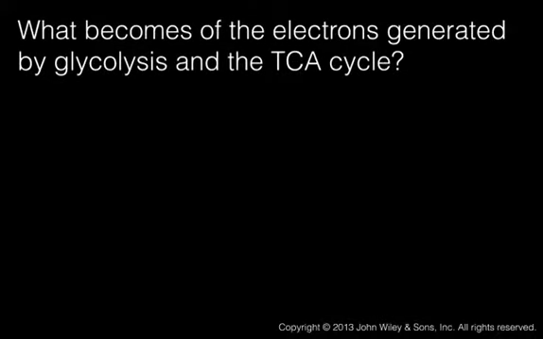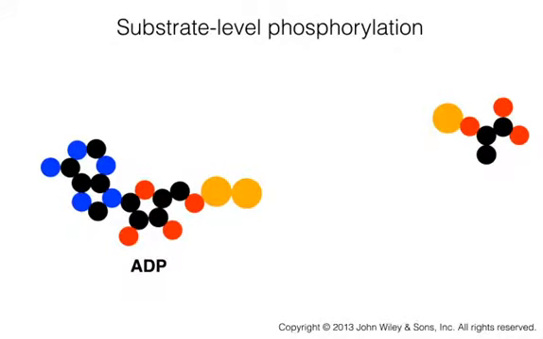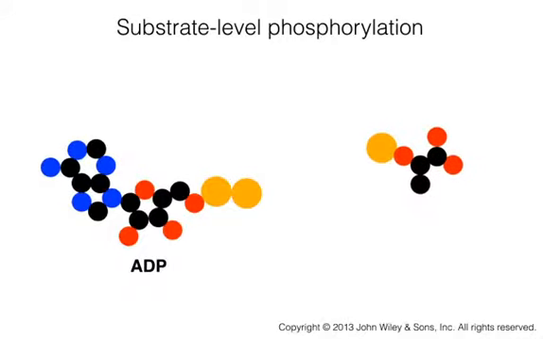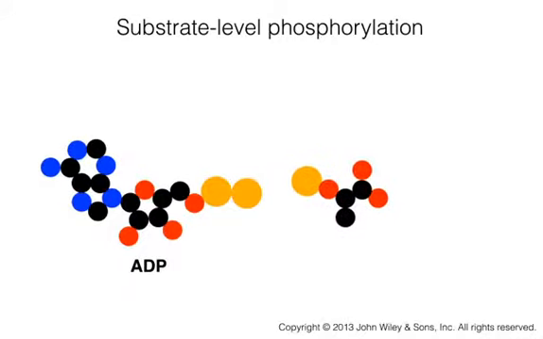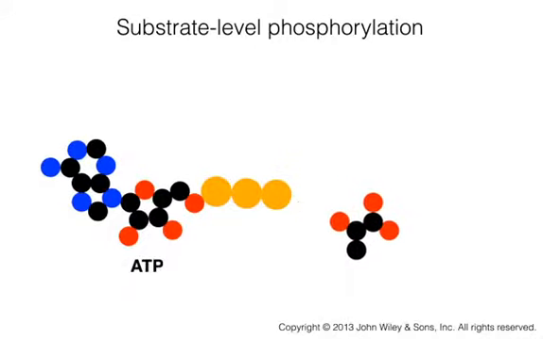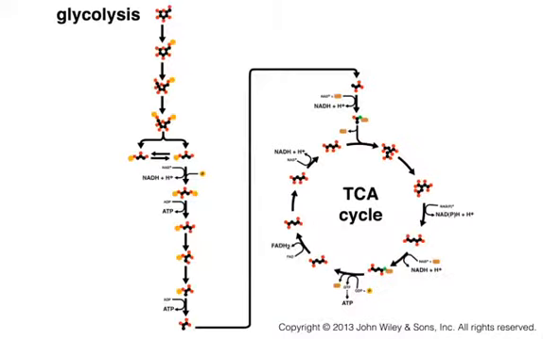What becomes of the electrons generated by glycolysis and the TCA cycle? The cell generates ATP through two methods of phosphorylation: substrate level and oxidative phosphorylation. In substrate level phosphorylation, phosphate is moved from a phosphate-bearing molecule onto ATP. Glycolysis and the TCA cycle generate ATP through substrate level phosphorylation.